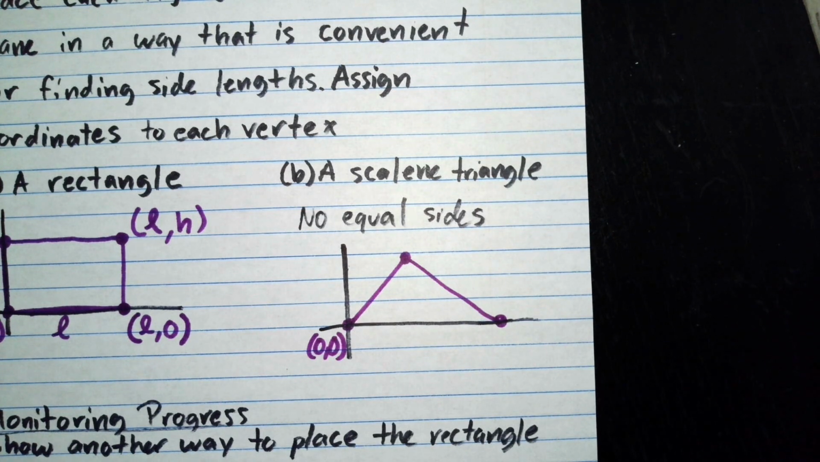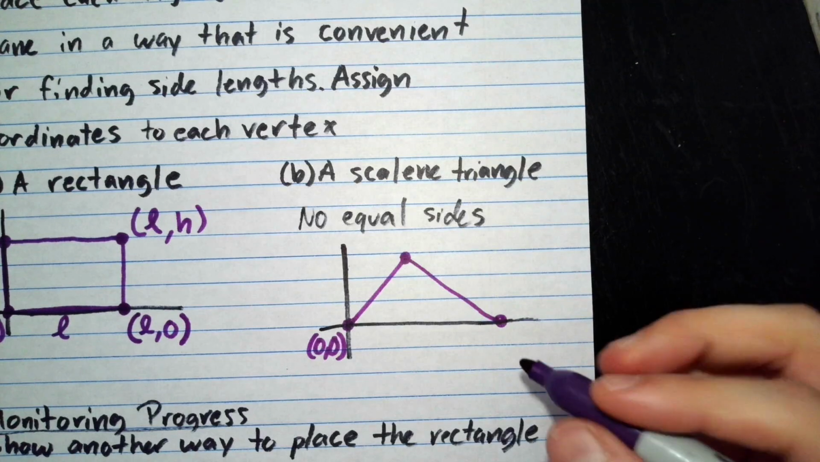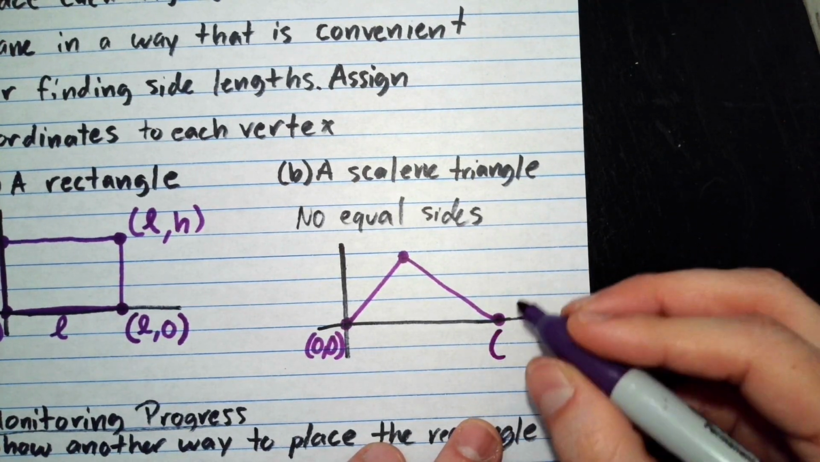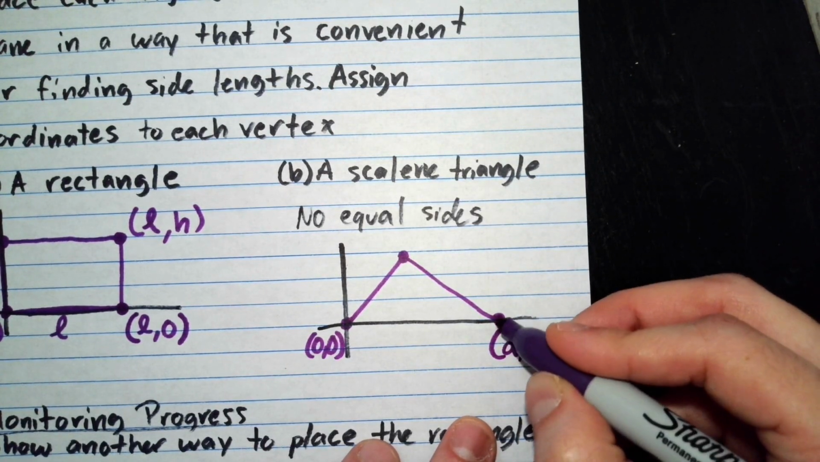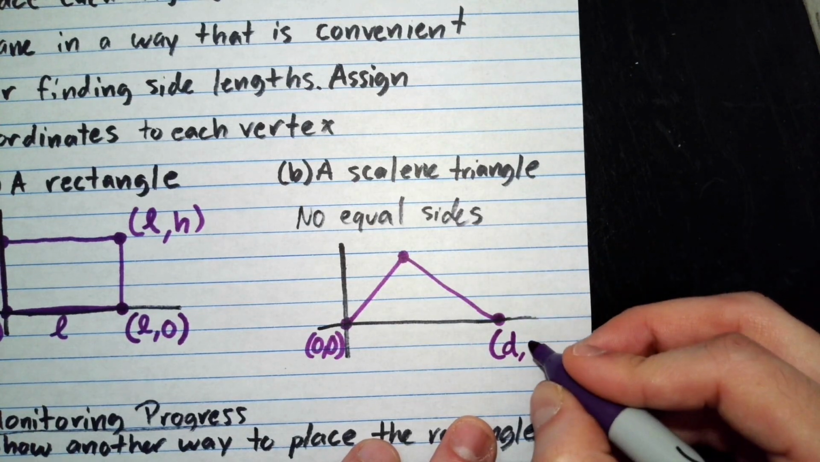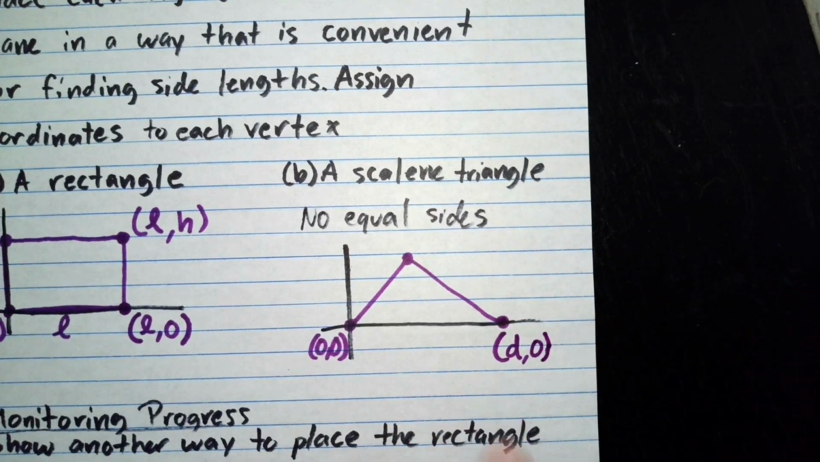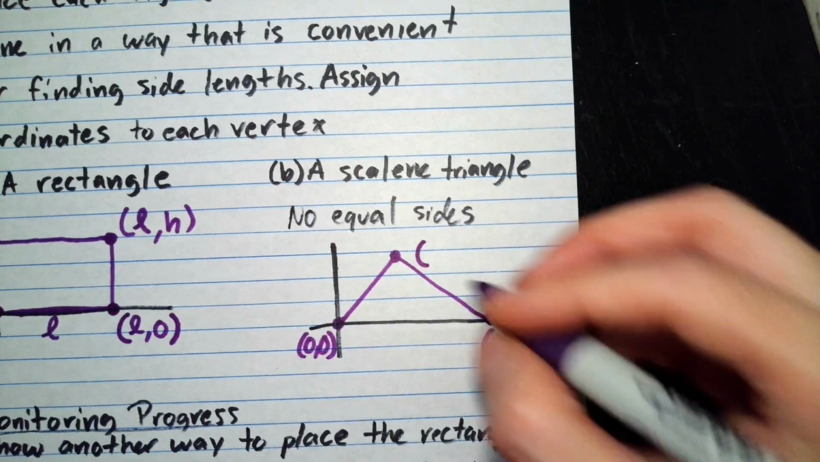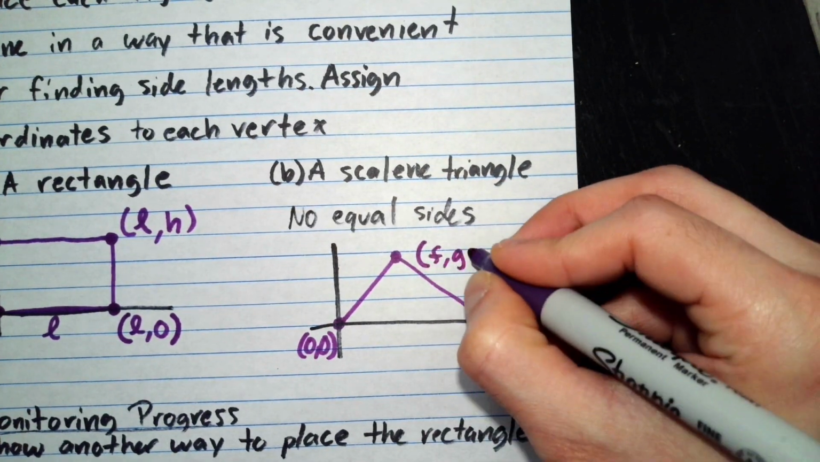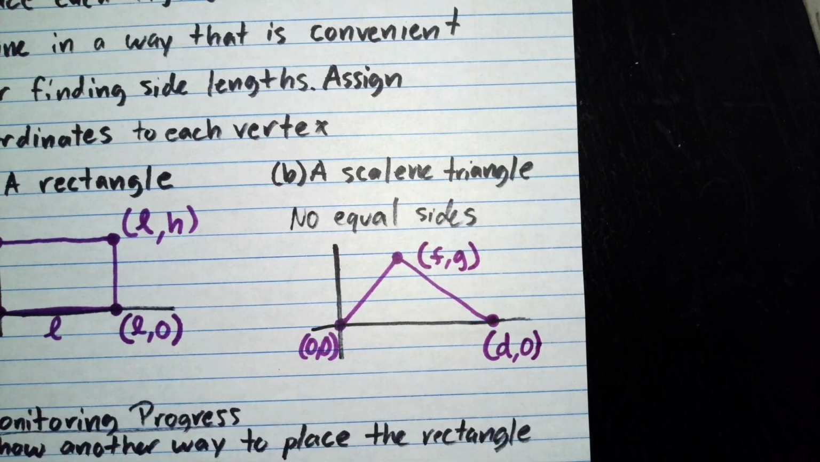Now all we have to do is use different variables. Remember, because they don't have equal sides, we cannot use the same variable. We can use any variable. I'm just going to use D. So x is D and y is 0. Notice how we are on the x-axis, so we are not moving up or down. That's why my y is 0. Then this third point over here has to be, again, other different numbers. So I'm just going to use f and g as my new variables. Now these 3 points are the possible points that we can use for a scalene triangle in the coordinate plane.